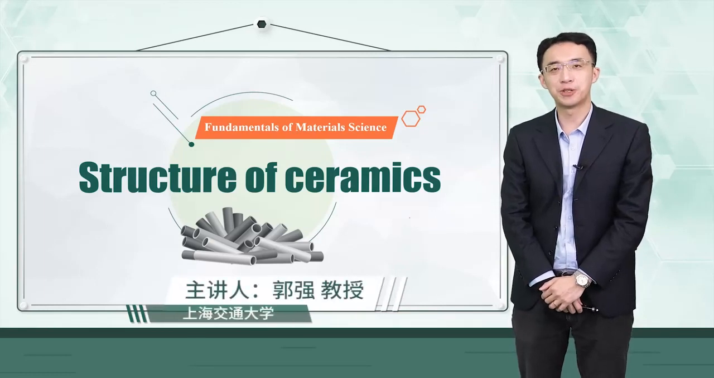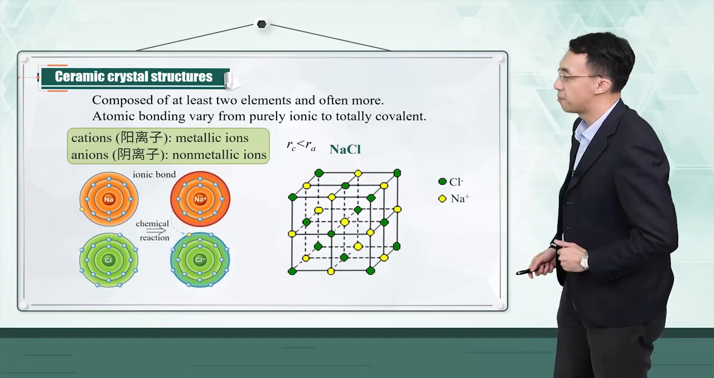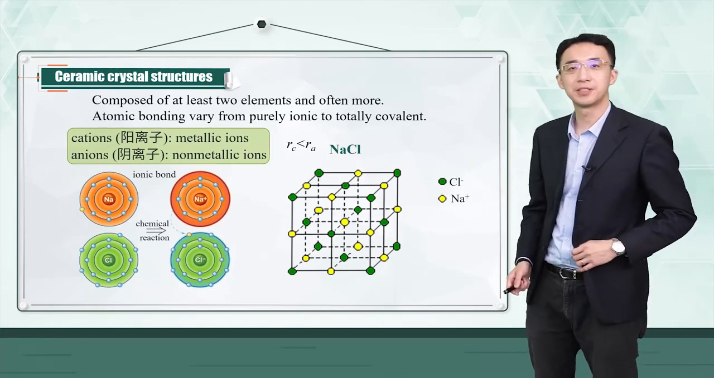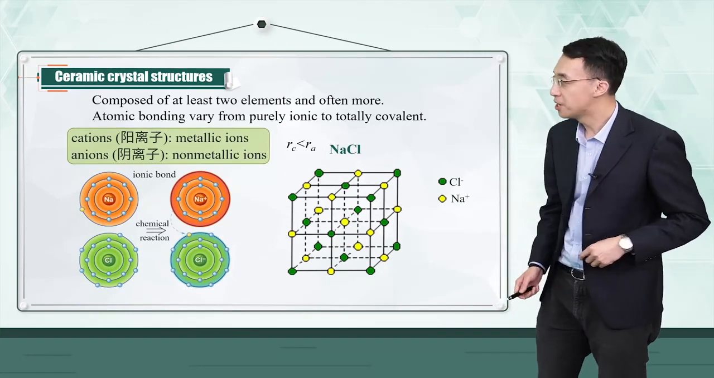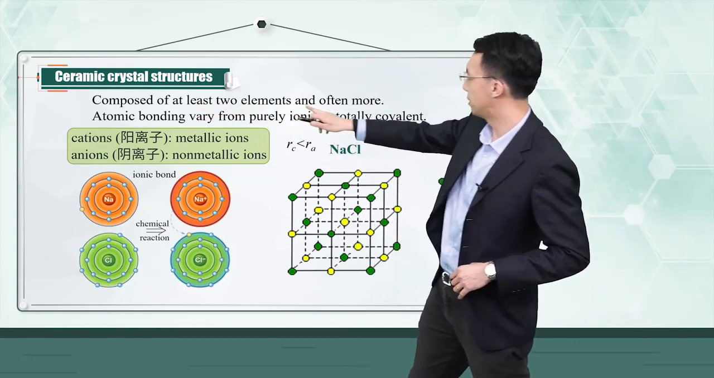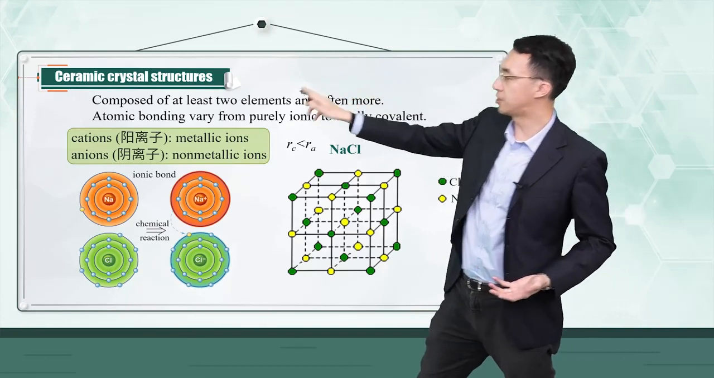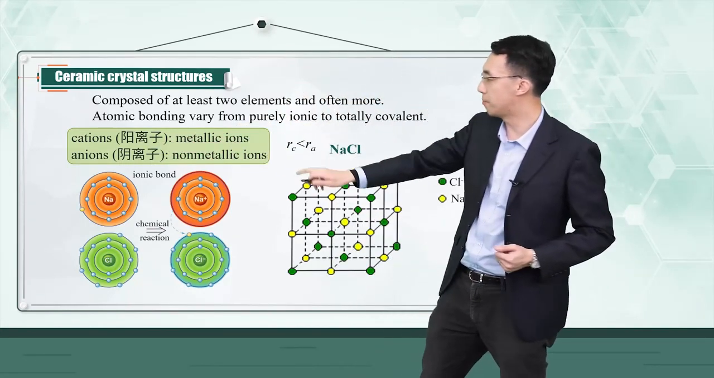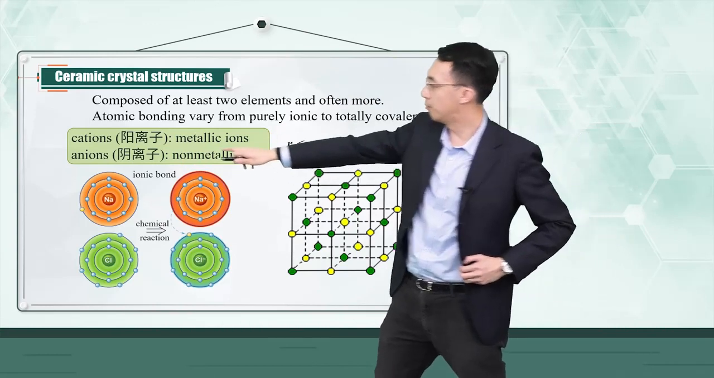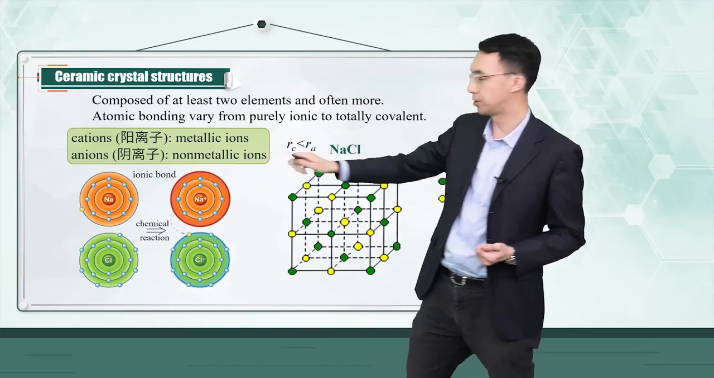Today's lecture will focus on the structure of ceramics. So as compared with metals, ceramics are relatively more complex because ceramic crystals are usually composed of at least two elements and often more. So you will have positively charged so-called cations, which are usually metal ions, and negatively charged anions, which are non-metallic ions.